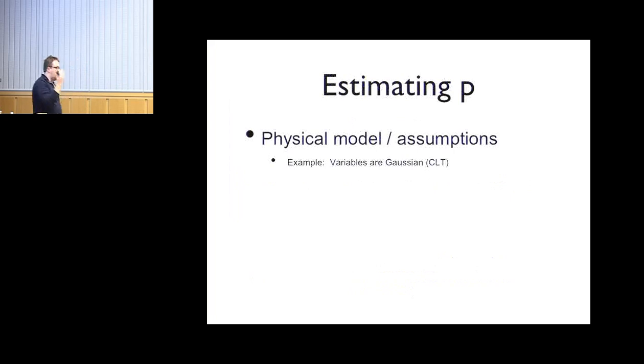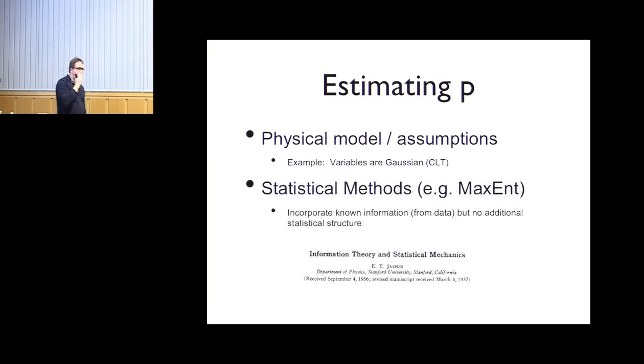So the first way to do this, if we knew more about the system, or more about the details, is we could make some physical assumption, right? If we knew what these random variables were, if we had a physical model, that would be ideal. We don't have that. But maybe we could say, well, the variables are Gaussian because of a central limit theorem. We could make an argument like that maybe, right? Another way to do it is we could use some type of statistical method. And the one we're going to use is called maximum entropy.